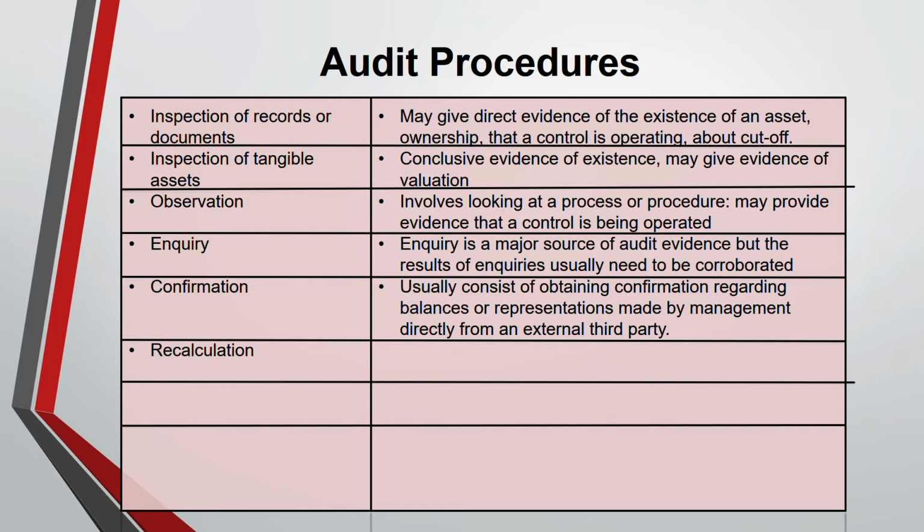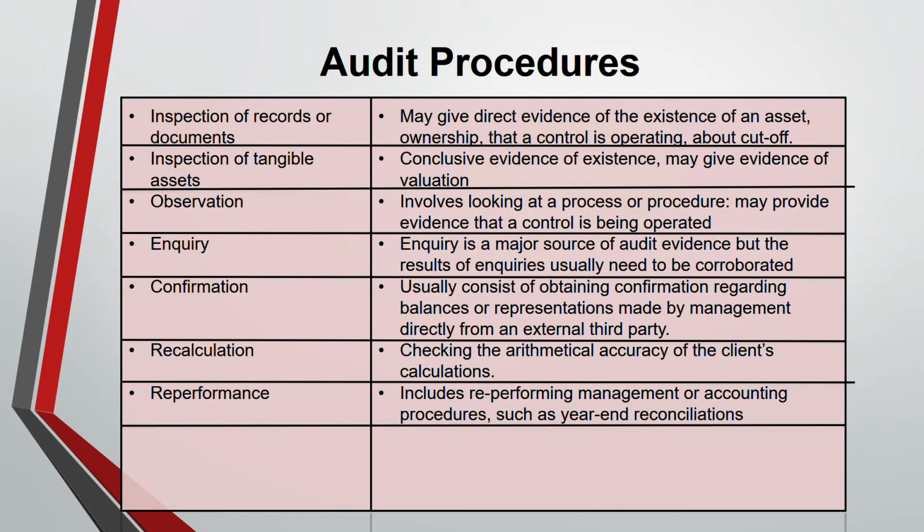Recalculation. Very easy. Auditors recalculate the amount that is given to them to check whether it is arithmetically accurate or not. They are checking their calculation against the client's calculation. Reperformance. Reperformance means you are checking, you are reconciling the figure. For example, you are checking the accounting procedures and reperforming those accounting procedures. Reperformance and recalculation are different. Recalculation is basically on calculation, the numbers, you are checking the accuracy, that's it. Reperformance could be that you are performing the accounting procedures or the audit procedures again and checking the result with the client's result. Okay.